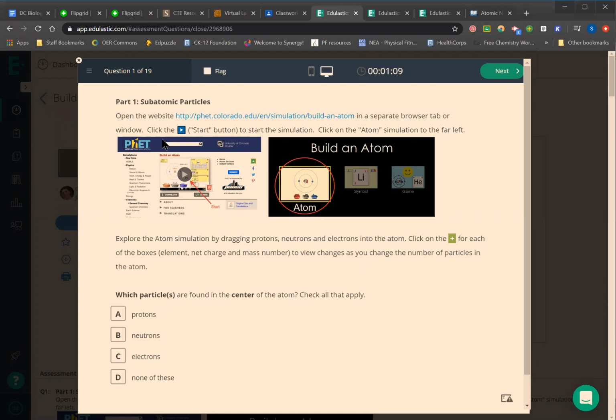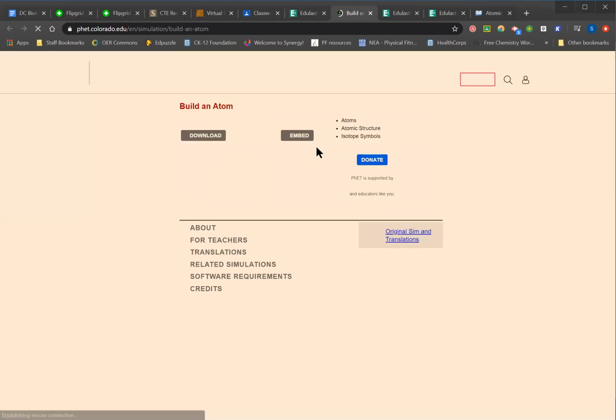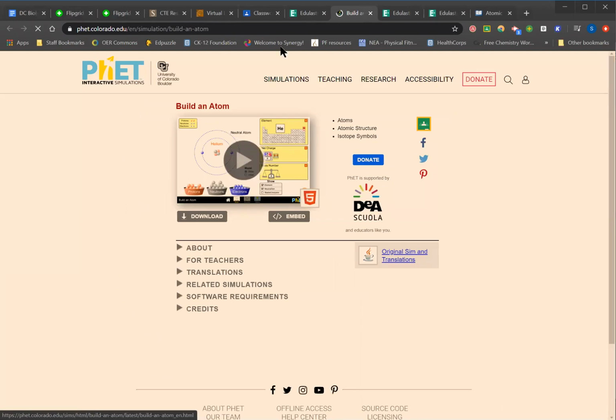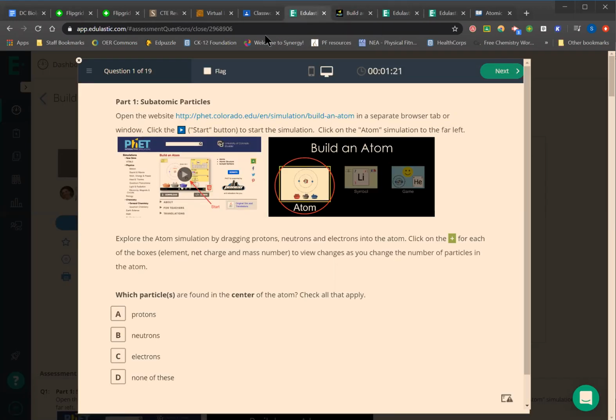Edulastic assessment. So let's just do what it says, part 1, subatomic particles. So now we're going smaller than the atom. Open the website. So you're going to click there. You'll get this website. You're like, what? Go back. Now it says, click the start button to start the simulation. Click on the atom simulation.